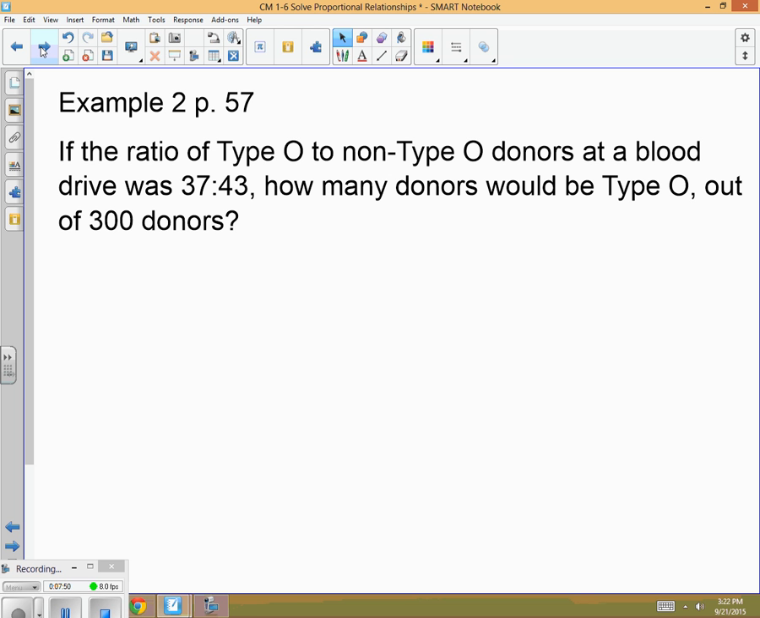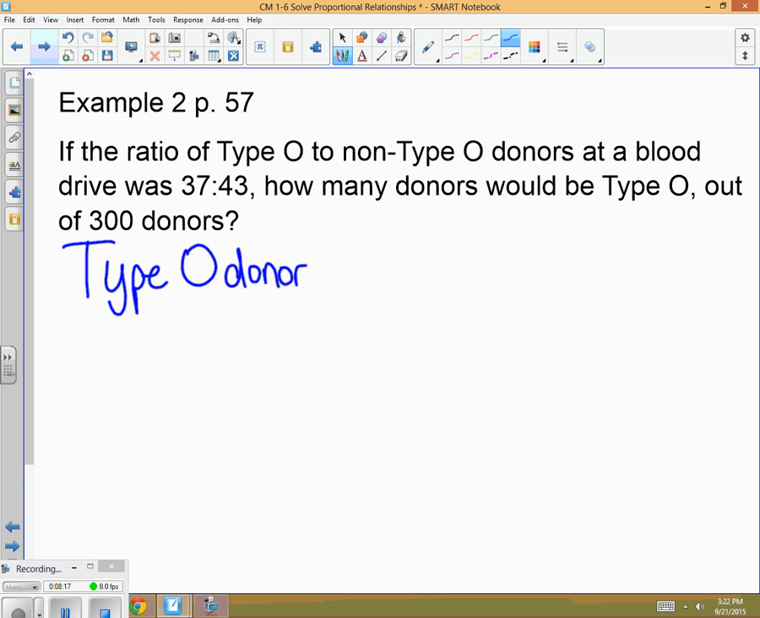Going on to example 2. If the ratio of type O to non-type O donors at a blood drive was 37 to 43, how many donors would be type O out of 300 donors? So we are comparing 2 groups here. We have type O donors on top, and then we are comparing it out of the total donors. So this is the total amount of donors that we have.